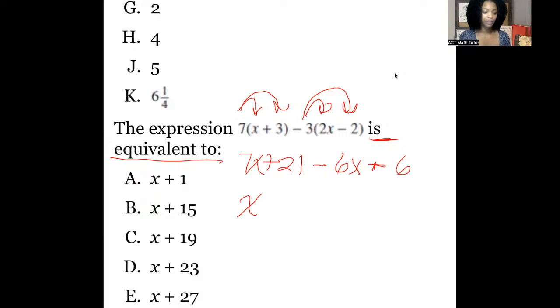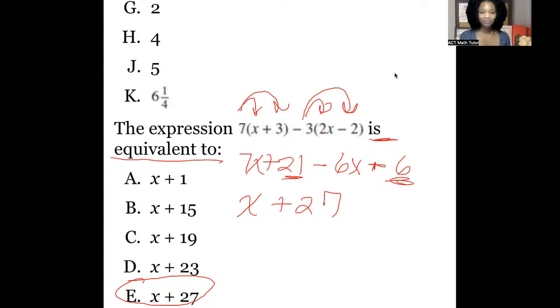So I continue on. 21 plus 6, we combine those into a +27. And so the correct answer to this problem is E. Question number 2, it is E. Let me know, did you guys get that one right?